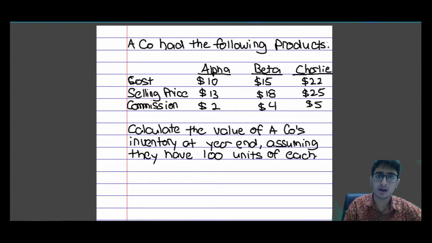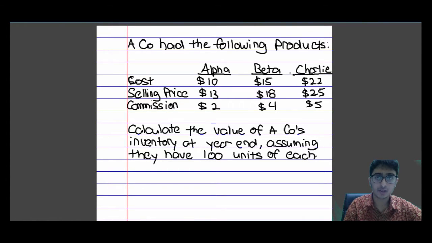When it comes to Beta, our cost is $15, we can sell it for $18, but we have to pay a commission of $4. Now, for Charlie, our cost is $22, our selling price is $25. However, to sell it, we will also have to pay a commission of $5. Now, it says calculate the value of ACO's inventory at year end, assuming they have 100 units of each.